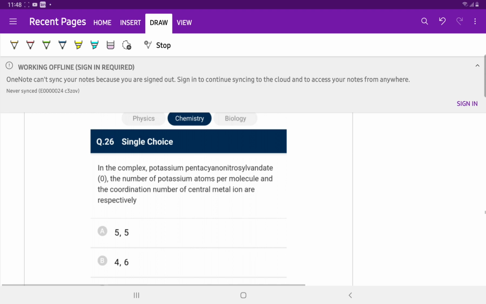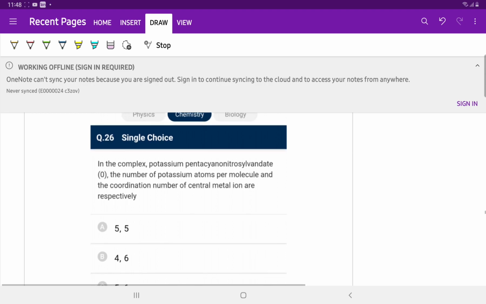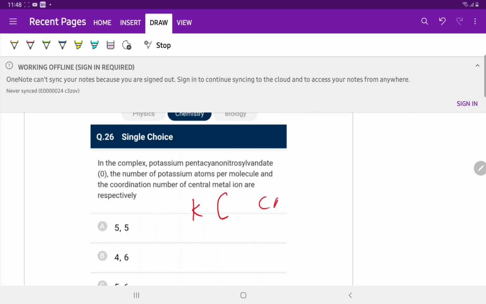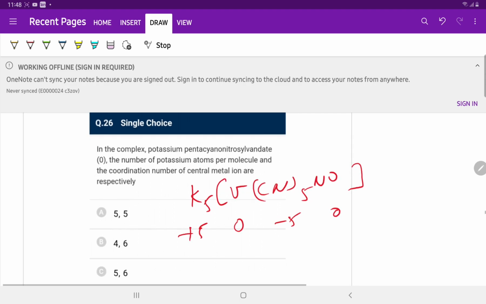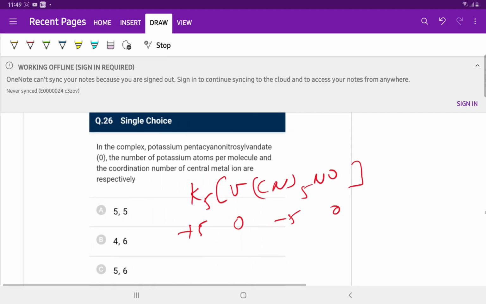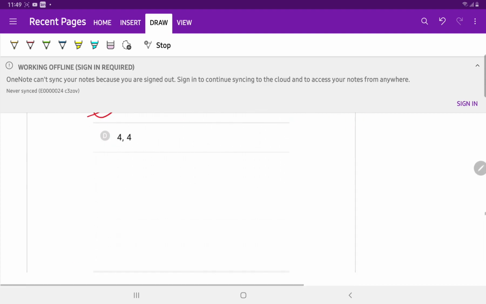Question number 26. In the complex potassium pentacyano nitrosyl vanadate, the oxidation state values are 0, -5, 0 and +5. So the count of potassium atoms per molecule is 5 and the coordination number is 6. 5 and 6, so option C is correct.